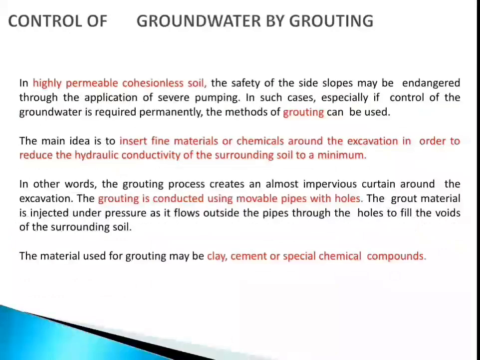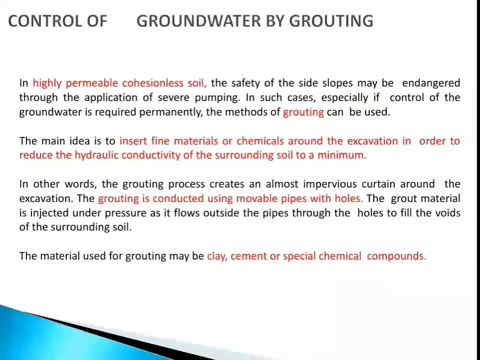Next one is control of groundwater by grouting. In highly permeable cohesion-less soil, the safety of the side slope may be endangered through the application of sewage pumping. In such cases, especially if control of the groundwater is required permanently, the method of grouting can be used. The main idea is to insert a fine material or chemical around the excavation in order to reduce the hydraulic conductivity of the surrounding soil to a minimum. In other words, the grouting process creates an almost impervious curtain around the excavation.